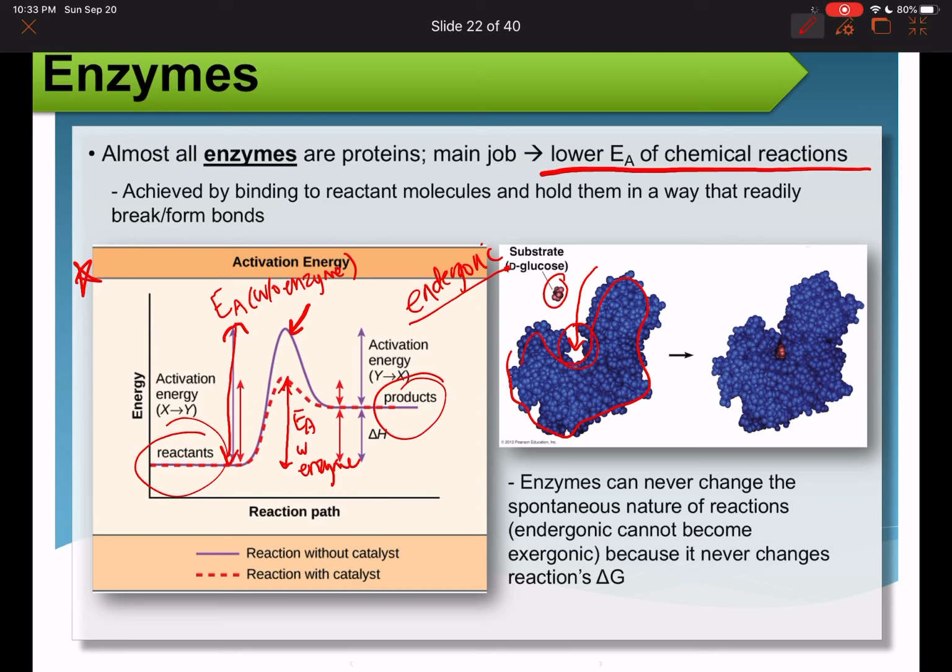Okay, you can never change the spontaneity nature of the reaction with an enzyme, because it will never change the reaction's delta G. Remember, delta G is the difference in the energy value of reactants versus product. We're not changing that. Okay, the reactant and product is always in the same line, but what we're changing is this hill right here, which is activation energy.